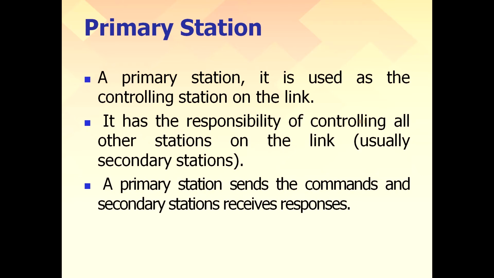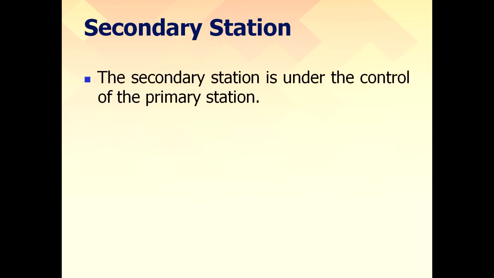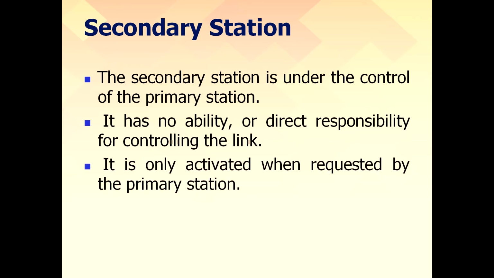Secondary station. The secondary station is under the control of the primary station. It has no ability or direct responsibility for controlling the link. It is always monitored by the primary station, and it is only activated when requested by the primary station. Whenever it receives a particular command from the primary station, the secondary station is activated. Now let us see the combined station.